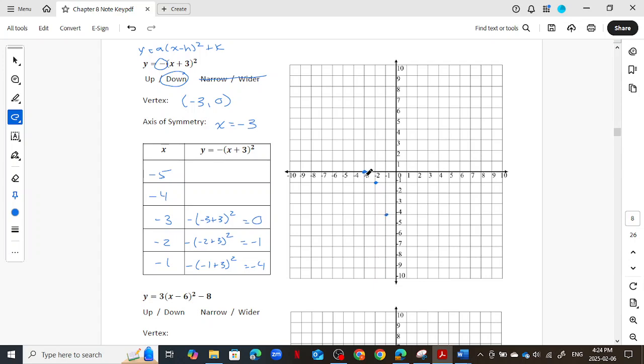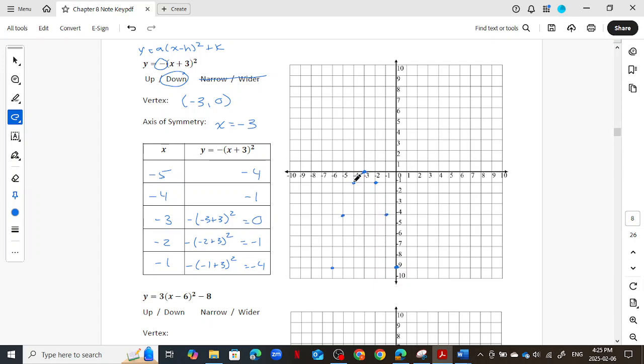Now I can fit another point. I could go over 3 and down 9 if I'm not using a table of values, right? And you know your shape. And you should recognize that, whoops, I didn't mean to put a 0 there. The shape will repeat on the other side, and then you'll get this lovely symmetry.